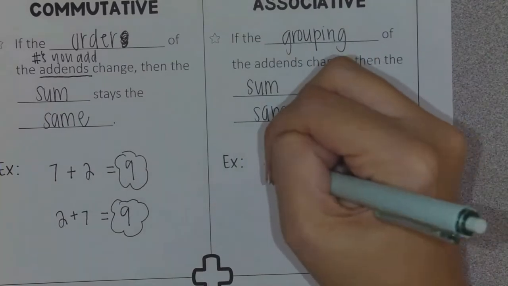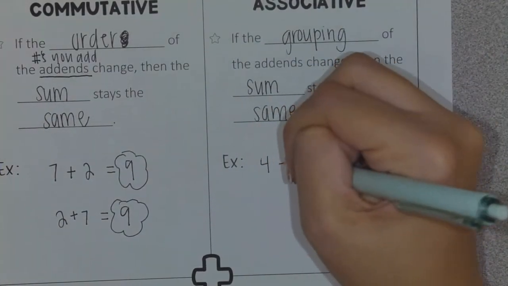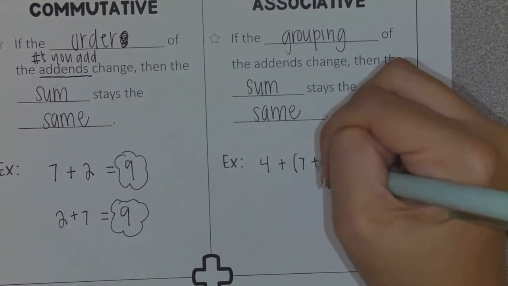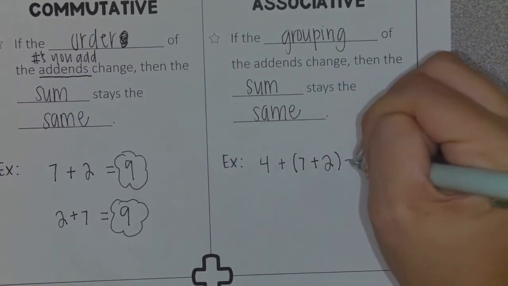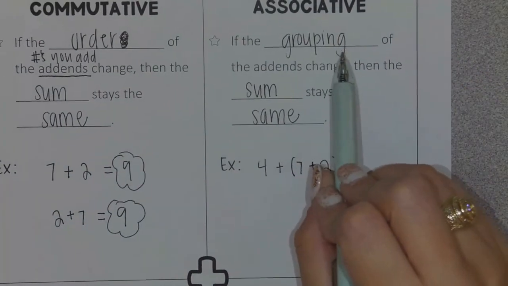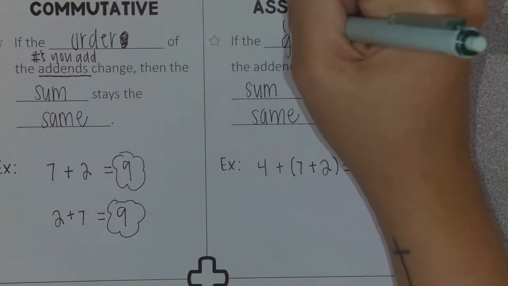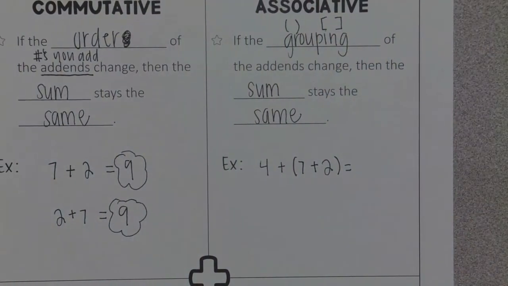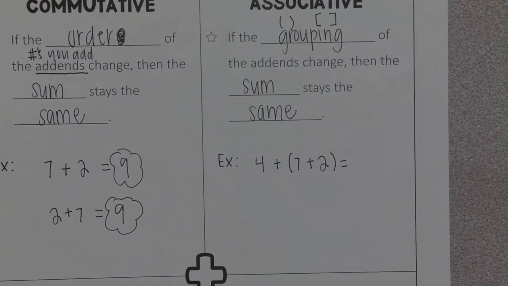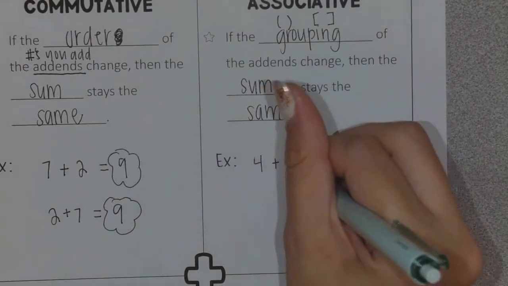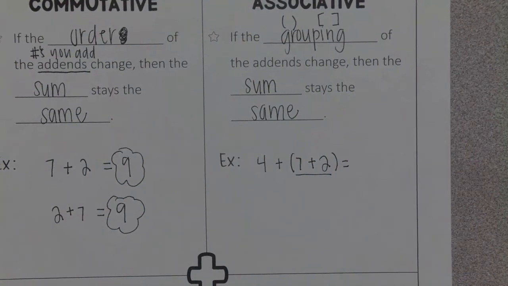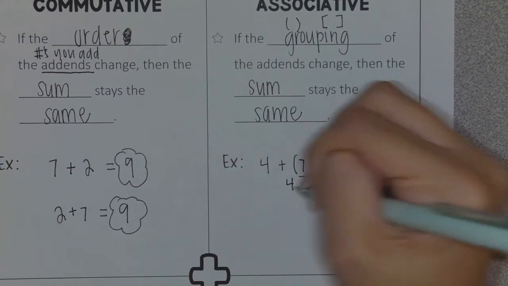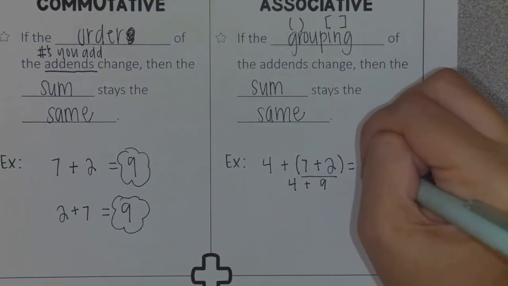So if I gave us the problem, let's say 4 plus, and then I'm going to use some parentheses, 7 plus 2, end parentheses, okay? All the ways we can see grouping are we can use parentheses or we can use brackets. And our order of operations always tells us to take care of the grouping first. So in this problem, I would need to solve 7 plus 2 first. So 7 plus 2 gives me 9, plus 4 for a final answer of 13.